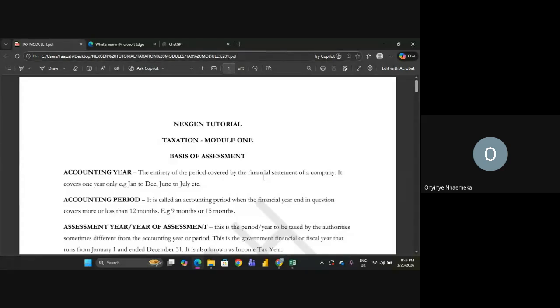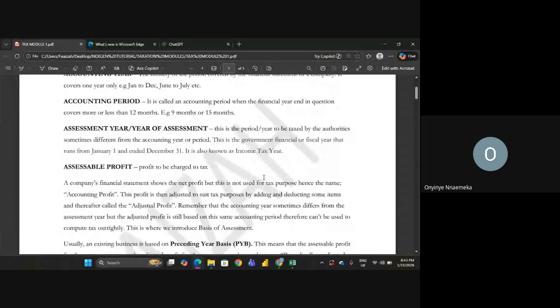Then let's move to what we call assessment year or year of assessment. This is the period to be taxed by the authorities, and sometimes it differs from the accounting period or accounting year. So now we're talking about the government fiscal period or fiscal year from January to December, or we can call it the income tax year. In layman's words, this is the time that the government wants to tax you. You have chosen your time by saying accounting year, accounting period. Government will not choose their time that they want to tax you.